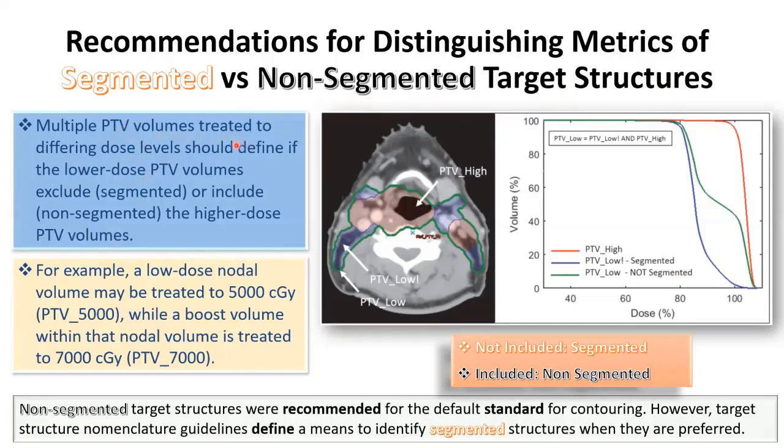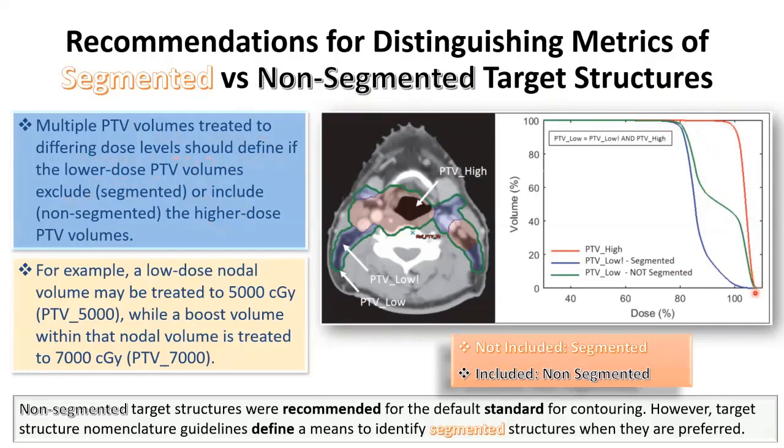So, multiple BTV volumes treated to different dose levels should define if the lower dose BTV volumes are excluded. If it is excluded, it is segmented. If it is included, it's not segmented. So, what does this mean? Okay, let's show you in this graph.